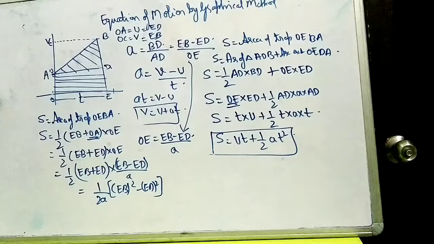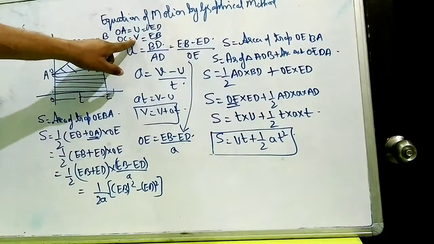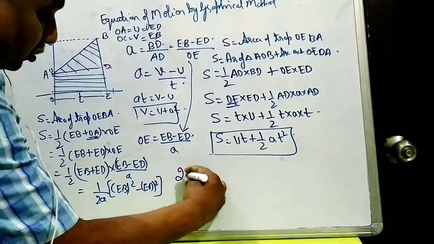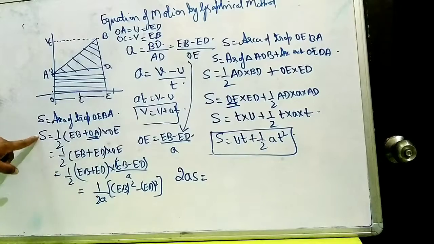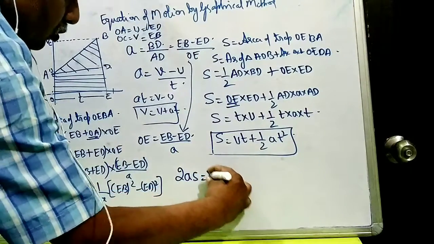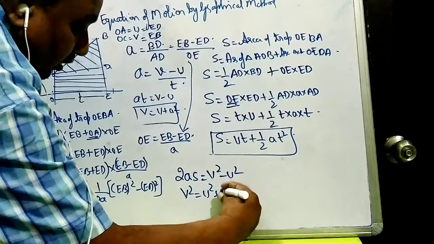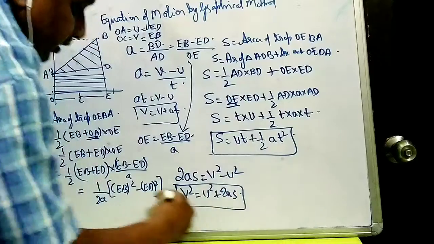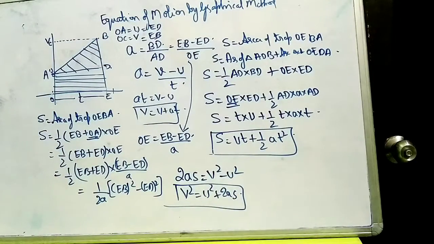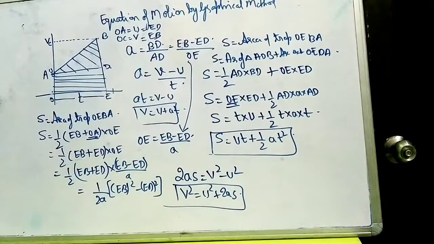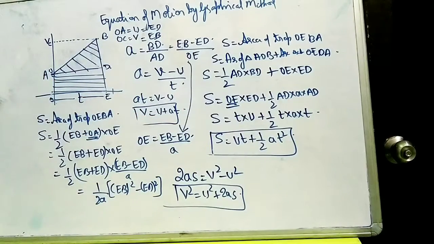What is EB? EB is V. What is ED? It is U. So it will be represented as 2AS. 2A multiplied by S is equal to V square minus U square, or we can say V square is equal to U square plus 2AS. This is considered to be the third equation of motion. So from the graph we have calculated three equations of motion. Number first is V is equal to U plus AT. Second is S is equal to UT plus half AT square. And the third one is V square is equal to U square plus 2AS using the graphs.